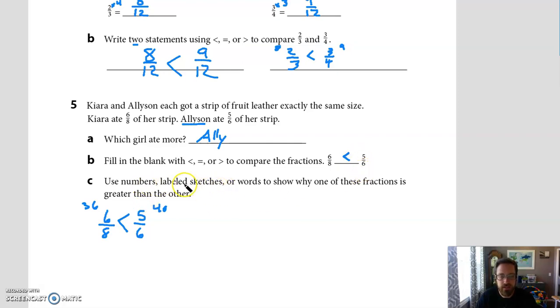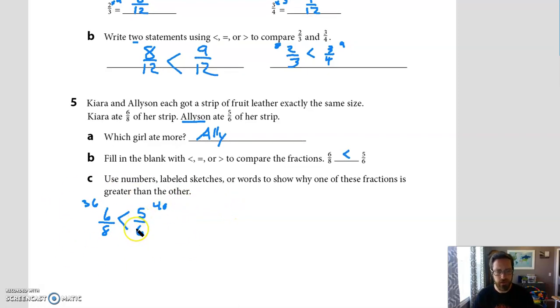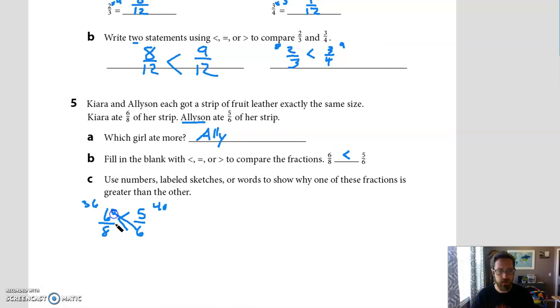And then it says use numbers, label sketches, or words to figure out which one is greater. And that's what we just did. We just did show our work. We cross multiplied, and remember, always climb the ladder and multiply up. But that's exactly what we did. So that was just kind of a checkpoint of all the review that we've covered in the first few lessons of Unit 7.